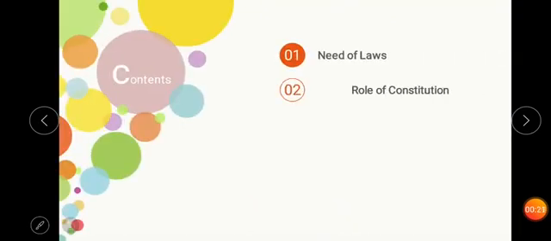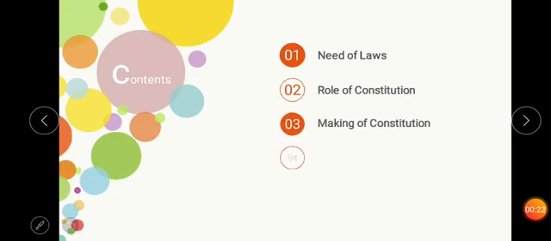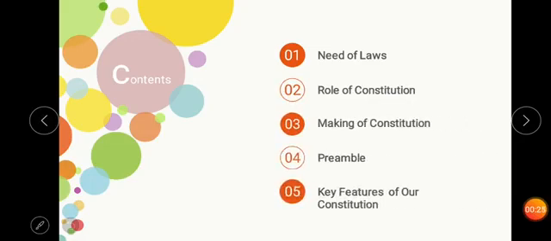I'm going to take your class. Because of coronavirus, we are going to conduct our online classes. Computer based classes will be there. In that, the subject, that is Constitution of India, we are going to study. In that we are having 6 modules. Under that we will study here.